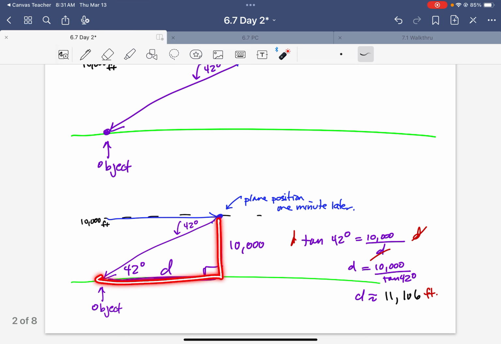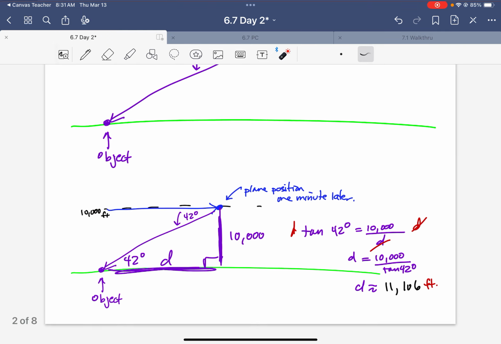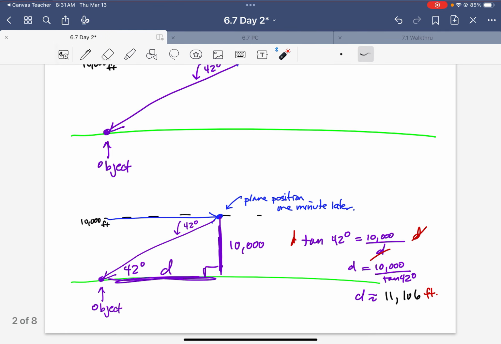So now you have a triangle, right? You could have also just drawn this height and had this triangle here if you wanted to, either one. So we now want to know what this distance is. So this distance d, if I want to relate this to this angle, it's its opposite over its adjacent, and we get this. If I multiply both sides by d, I get this. So my d distance is about 11,106 feet, is about how far it's gone.